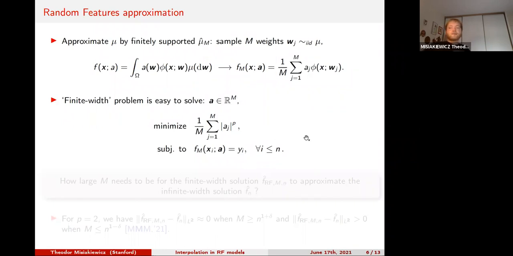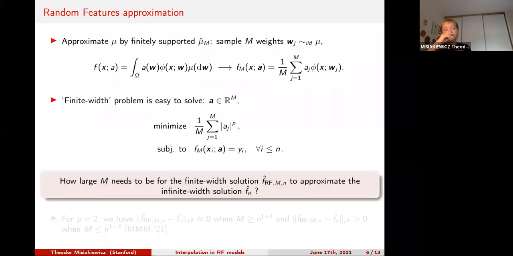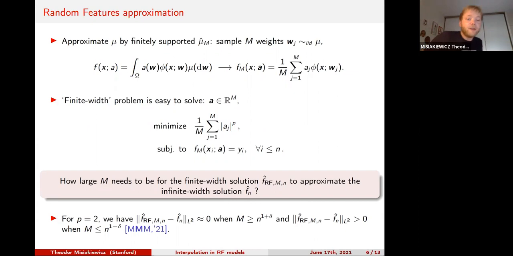We can ask several questions about these FP spaces and this random features approximation. In this talk, I will focus on the following: how large M needs to be for the finite width solution to approximate the infinite width problem. For p equal two, for example, we showed with Mei and Montanari that it's necessary and sufficient for M to be bigger than N. So what about p less than two?